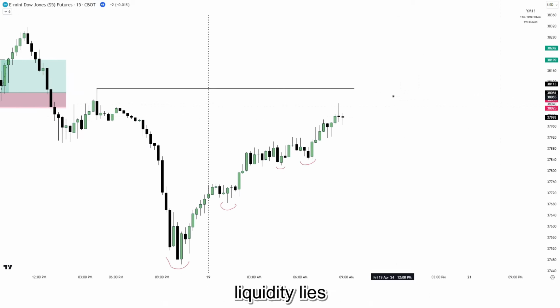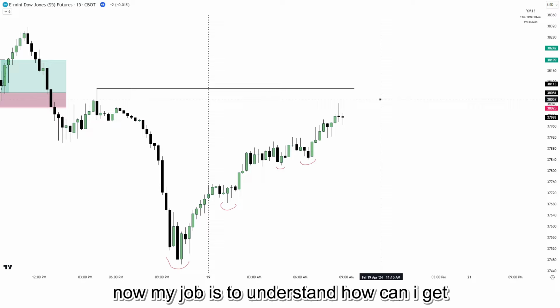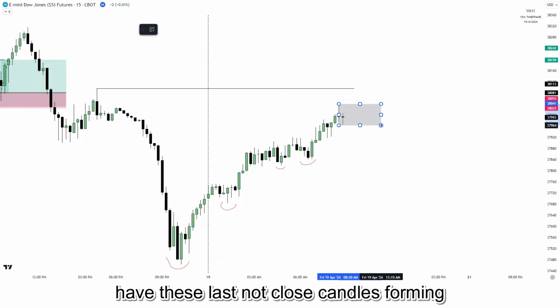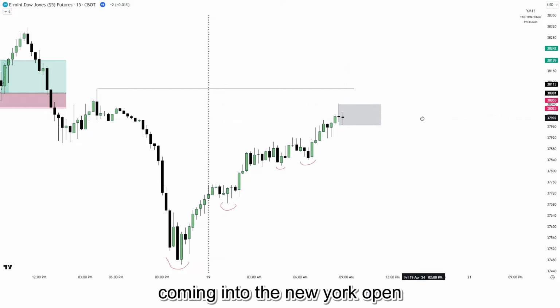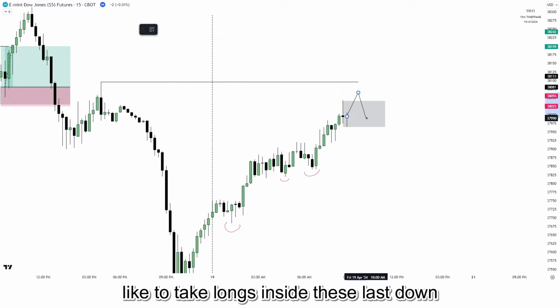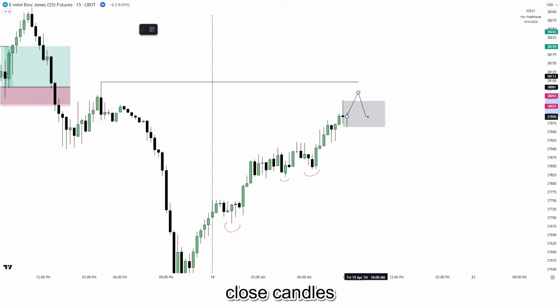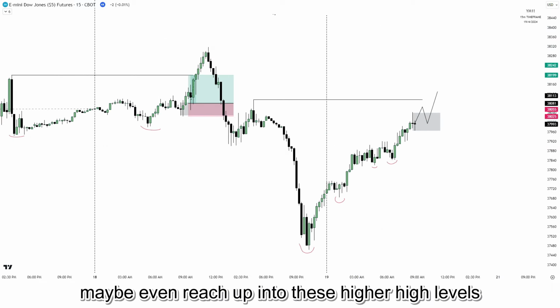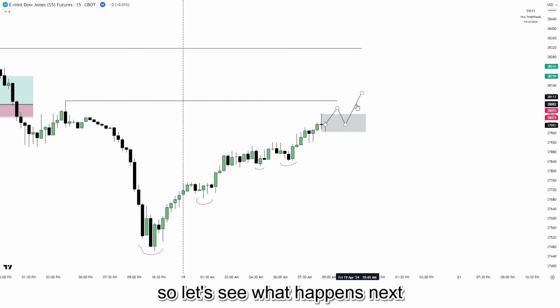I understand where liquidity lies. Now my job is to understand how can I get inside of a trade. So same exact premise. We have these last down close candles forming coming into the New York Open. If we can see a break to the upside, I'd like to take longs inside of these last down close candles, back above these highs, and potentially maybe even reach up into these higher high levels. So let's see what happens next.